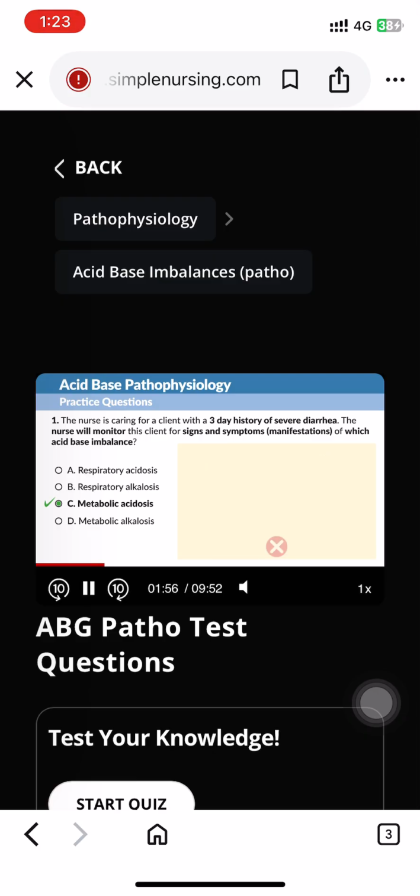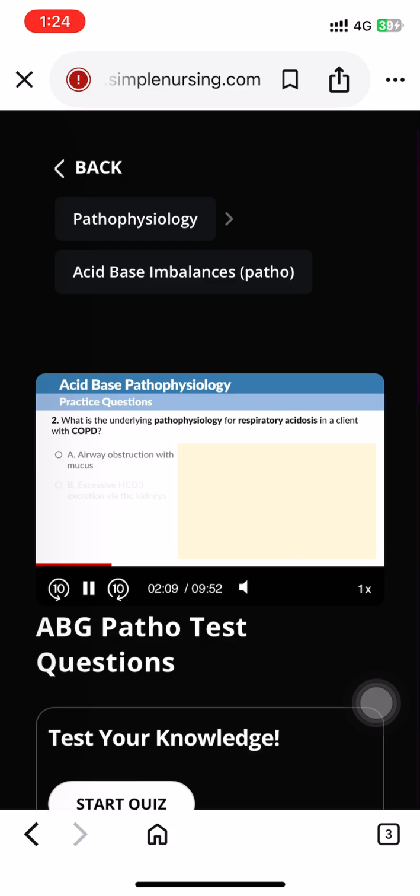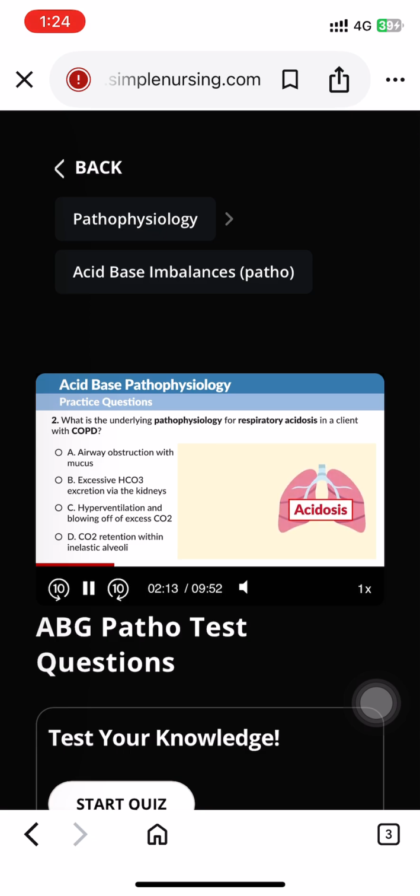And option D is incorrect because metabolic alkalosis, this is typically for vomiting up all that stomach acid. So think metabolic alkalosis. Sounds like you're vomiting, right? Okay, moving on to question 2. What is the underlying pathophysiology for respiratory acidosis in a client with COPD? So again, pause your screen and try your best to answer this question in about 60 seconds.